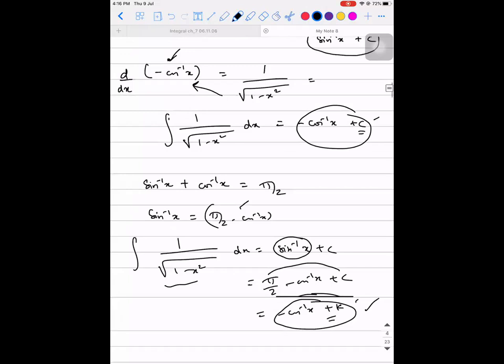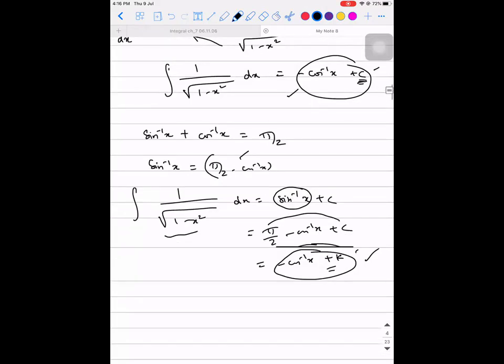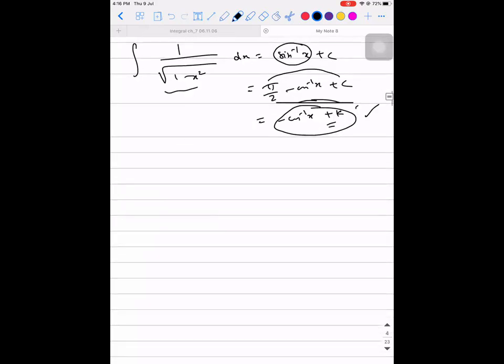So the integral of 1 by root of 1 minus x squared dx, you can either write it as sine inverse x plus c or minus cos inverse x plus c, both are right, as long as that c is something else, we don't know what that c is. You should have that c as some constant in mind, not as a number. That is a point.